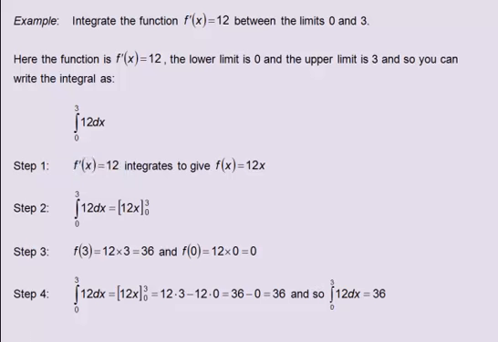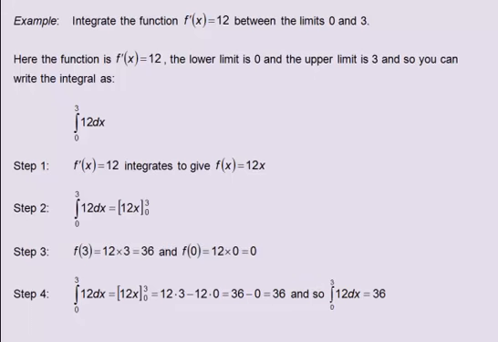Step 1. f' of x equals 12 integrates to give f of x equals 12x. Step 2. The integral between 0 and 3 of 12 dx equals 12x evaluated between 0 and 3. Step 3. f of 3 equals 12 times 3, which equals 36, and f of 0 equals 12 times 0, which equals 0.